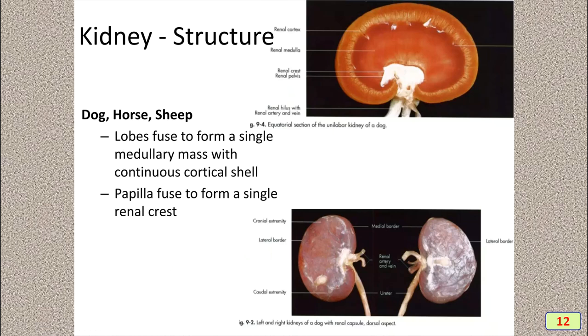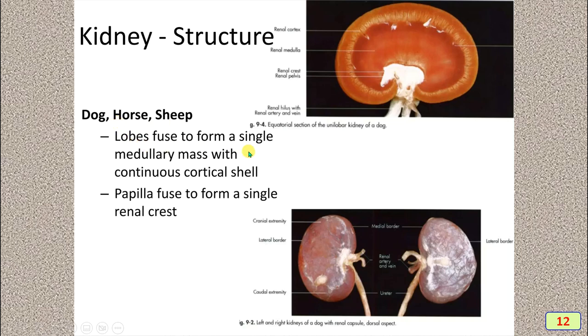Then the kidney structure in a dog looks like this: renal medulla, renal cortex, then the renal crest is there, and the dog, horse, and sheep have a similar type of kidney.